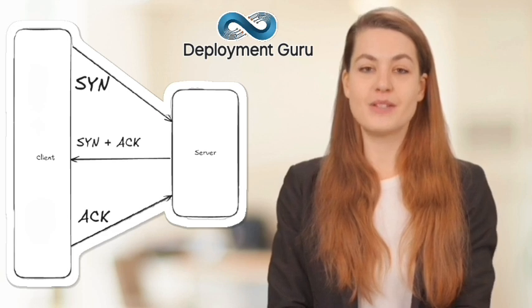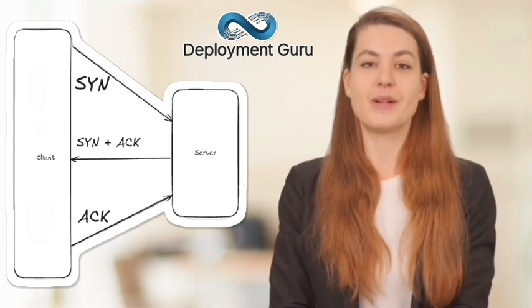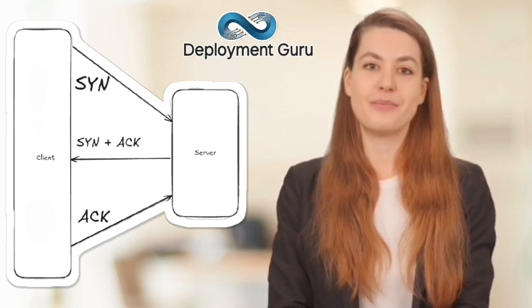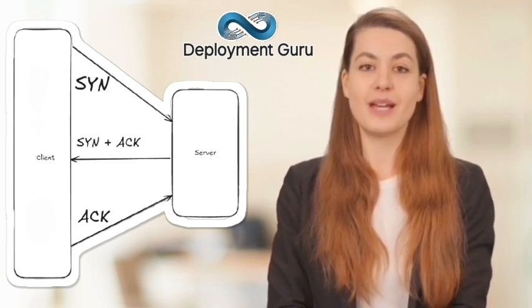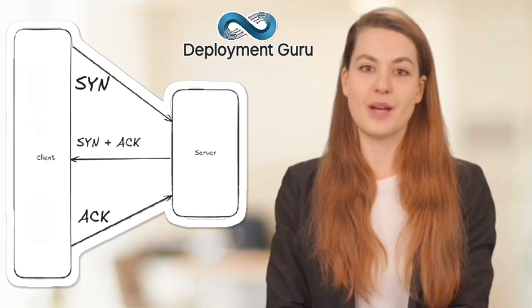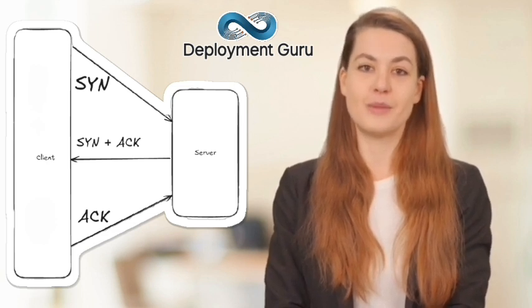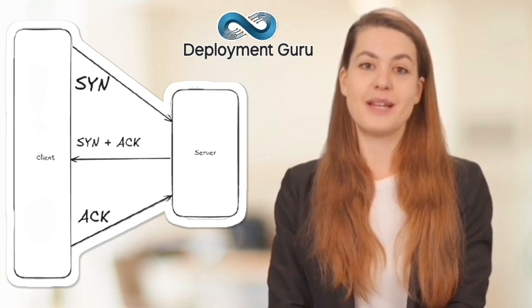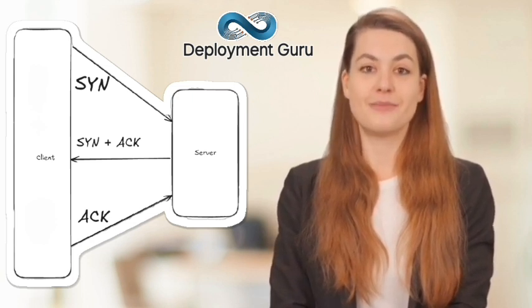Step 3: acknowledge. Finally, the client sends an acknowledge packet back to the server. This packet confirms that the client received the server's synchronized acknowledge. Now, with all three steps complete, the connection is established, and they can start exchanging data.